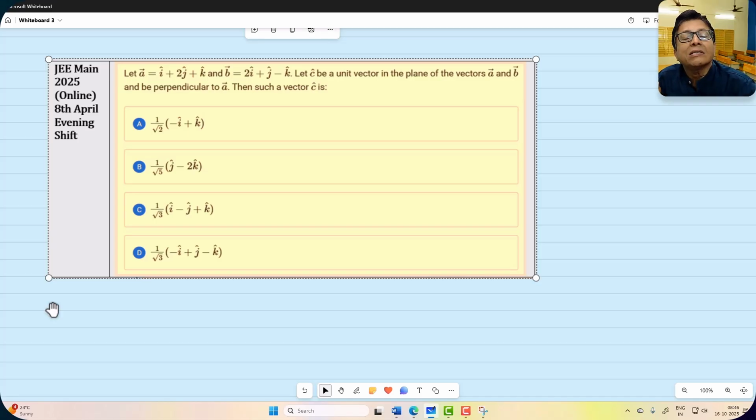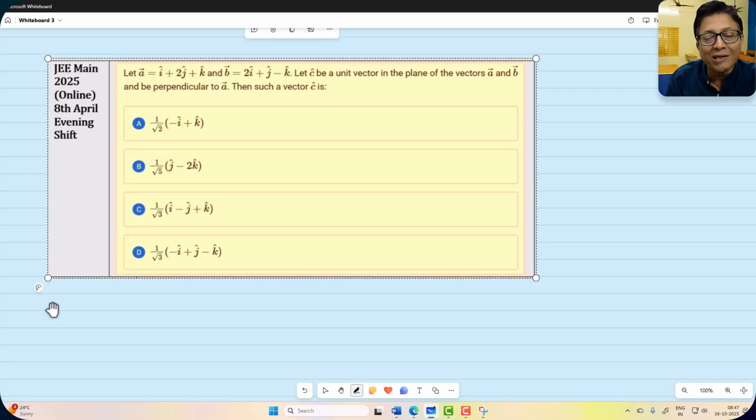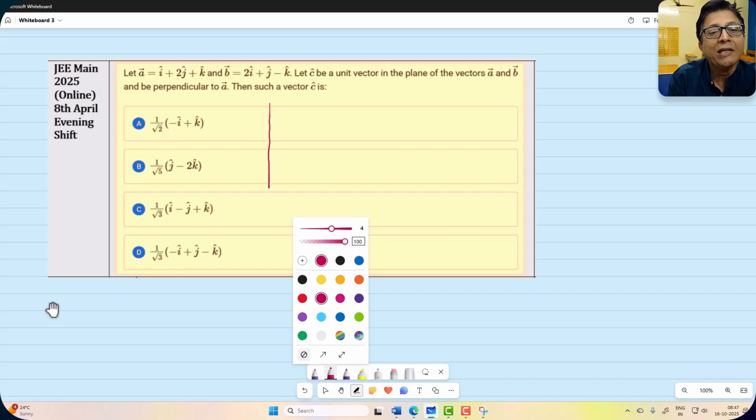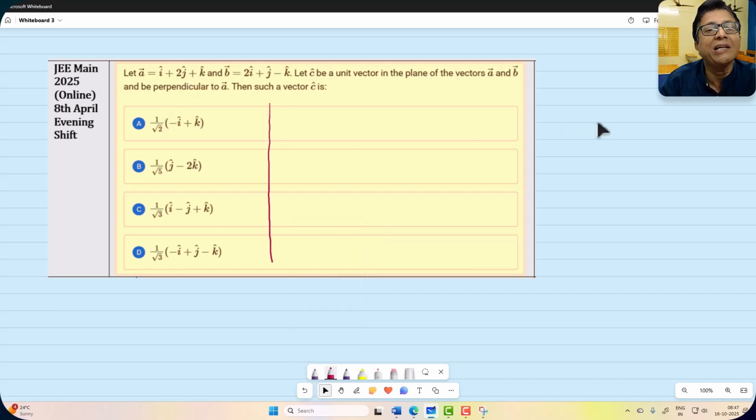For this one, it is given that C is the unit vector in the plane of vectors A and B and perpendicular to vector A. See the condition given: C is the unit vector, and it is in the plane of vector A and B. The plane which contains two vectors A and B can be determined with the vectors A and B. So the vector C can be taken in this form.